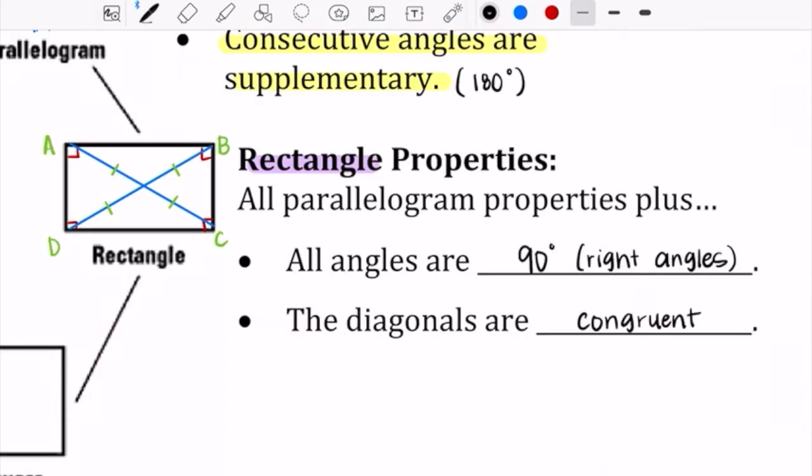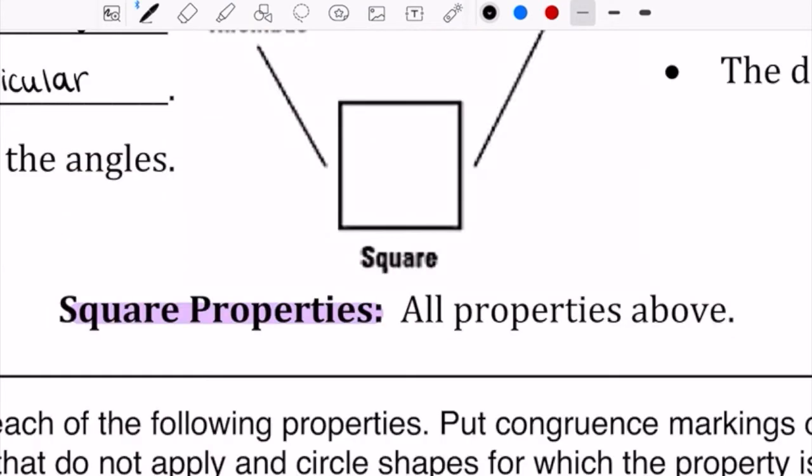A rectangle is probably one that you're a little bit more familiar with. A rectangle has all of the properties of a parallelogram, plus all of the angles are 90 degrees, they're all right angles, and the diagonals not only bisect each other, but they're also congruent to one another. And then the last type of quadrilateral that we're going to talk about is a square. So a square has all of the properties of a parallelogram, plus all the properties of a rhombus, plus all the properties of a rectangle. So it has all the properties combined into one.